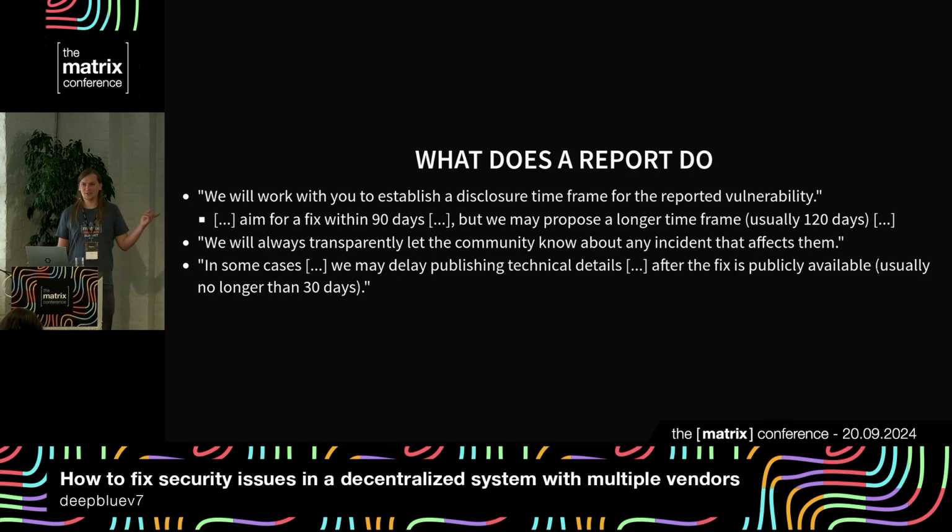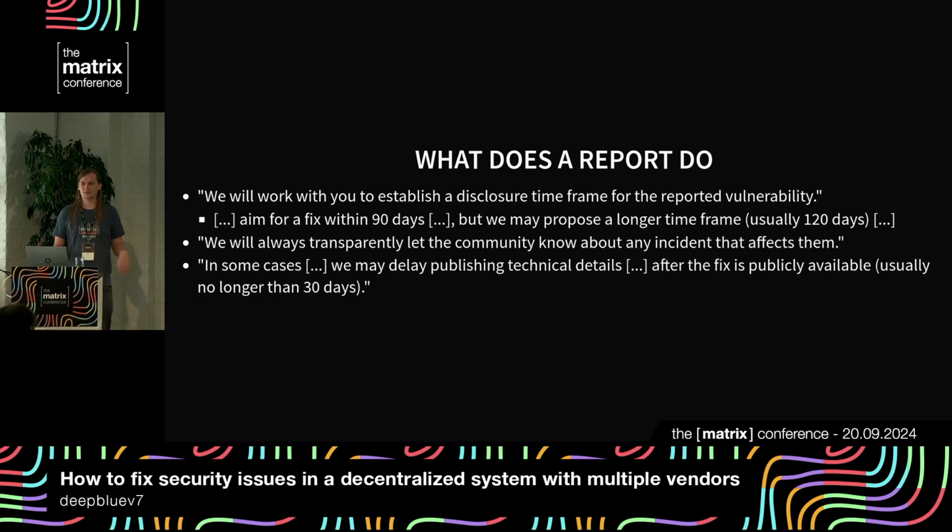So what happens when you send out the report to the email address? There's some information on the website now that wasn't quite the case a few years ago about what happens when you send such a report. First of all, they tell you they will work with you to establish a time frame for when this will be fixed and when you can publicly talk about it. And they even give some times for when they think this will be fixed, and this will be interesting later, because they say usually it should be 90 days that we assume we need to fix it, but sometimes we might extend it to 120 days.